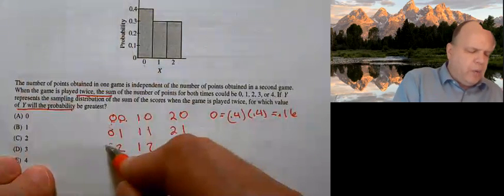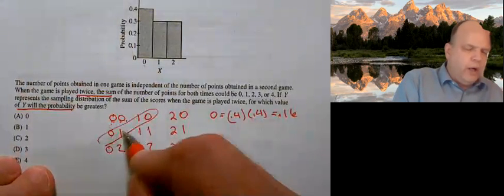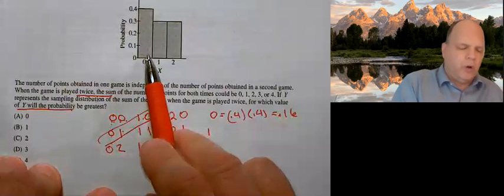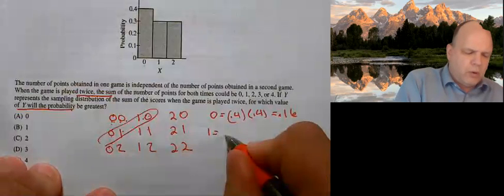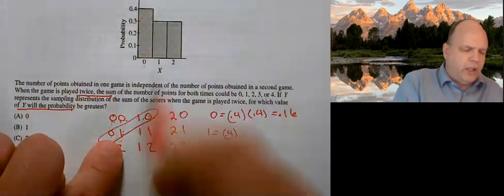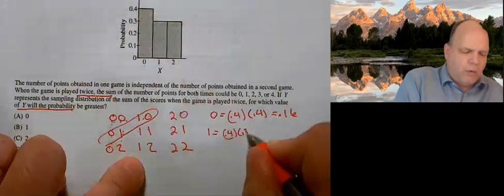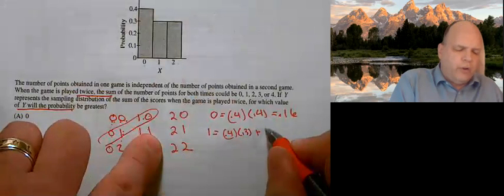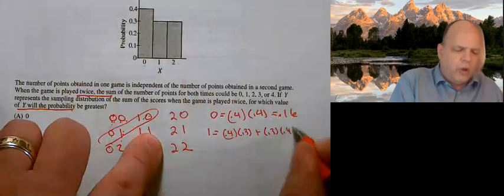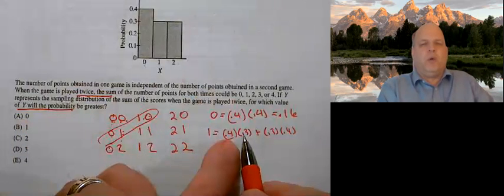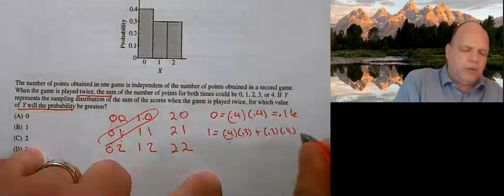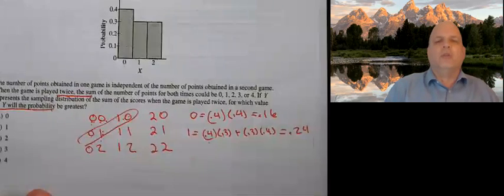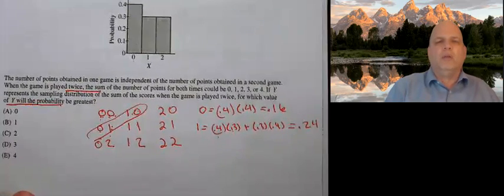The probability of getting 1 point means 0 and 1 and 1 and 0. So this would be 1 point. What's the probability of getting 0? Well, 0.4. But then I need a 1 on the second game, and that's 0.3. But there's 2 ways I can get it. I could get a 1 on the first, so this is 0.3 times 0.4. 0.4 times 0.3 is 0.12. Add these up, and they sum up to 0.24. So there's a 24% chance that I only get 1 point.